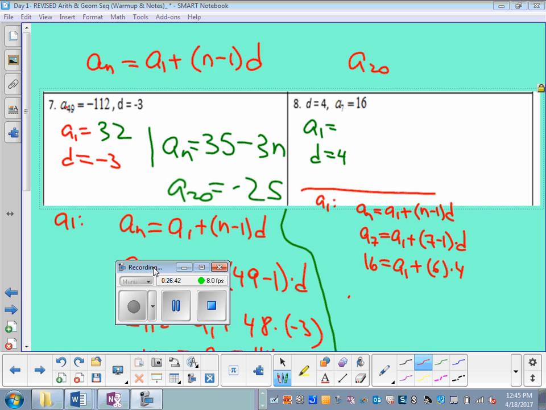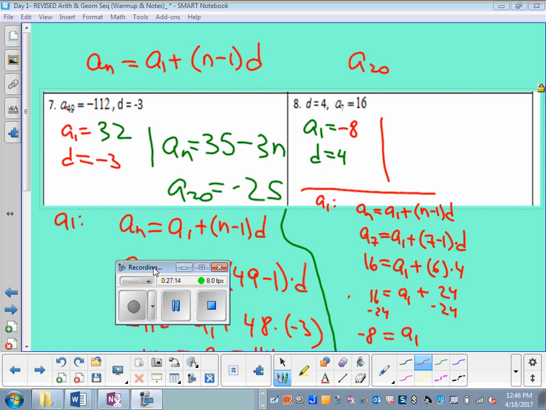Now I have the equation with just one unknown, so I'll solve it. So this is 24. Very carefully just solving the equation. Minus 24 on both sides gives me a1 equals negative 8. Are you with me? So a1 equals negative 8. Now I know both of them, a1 and d. That defines my arithmetic sequence. As long as I know the first term and the difference, I'm done. I know how to find the arithmetic sequence, right?